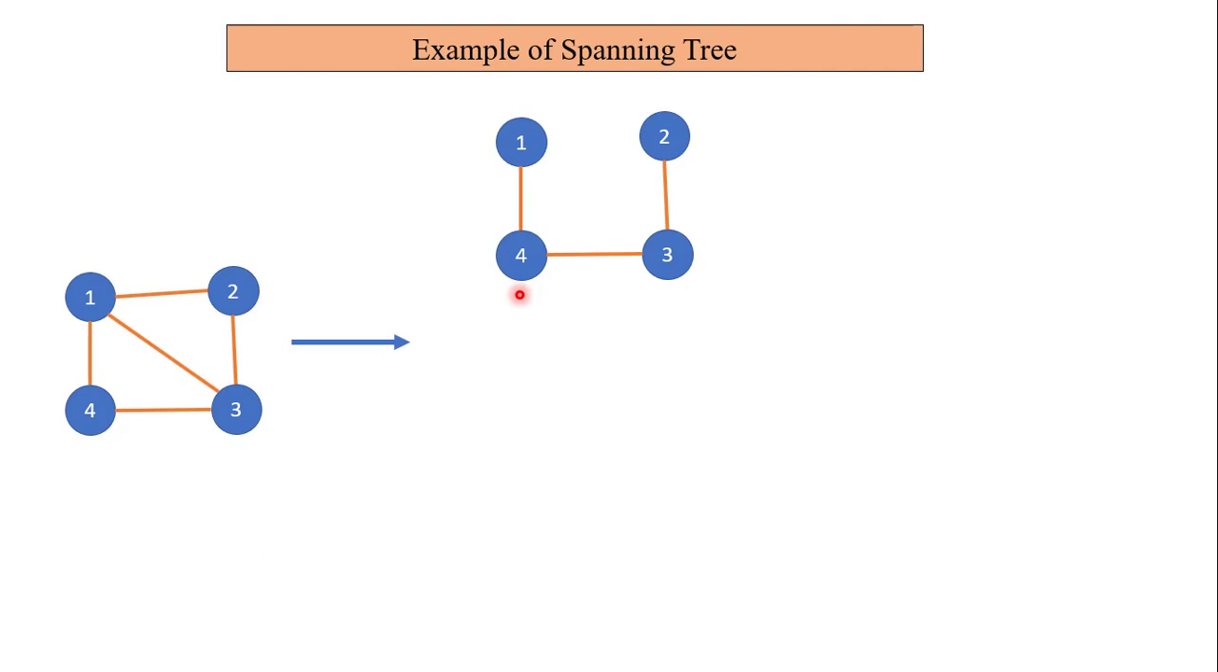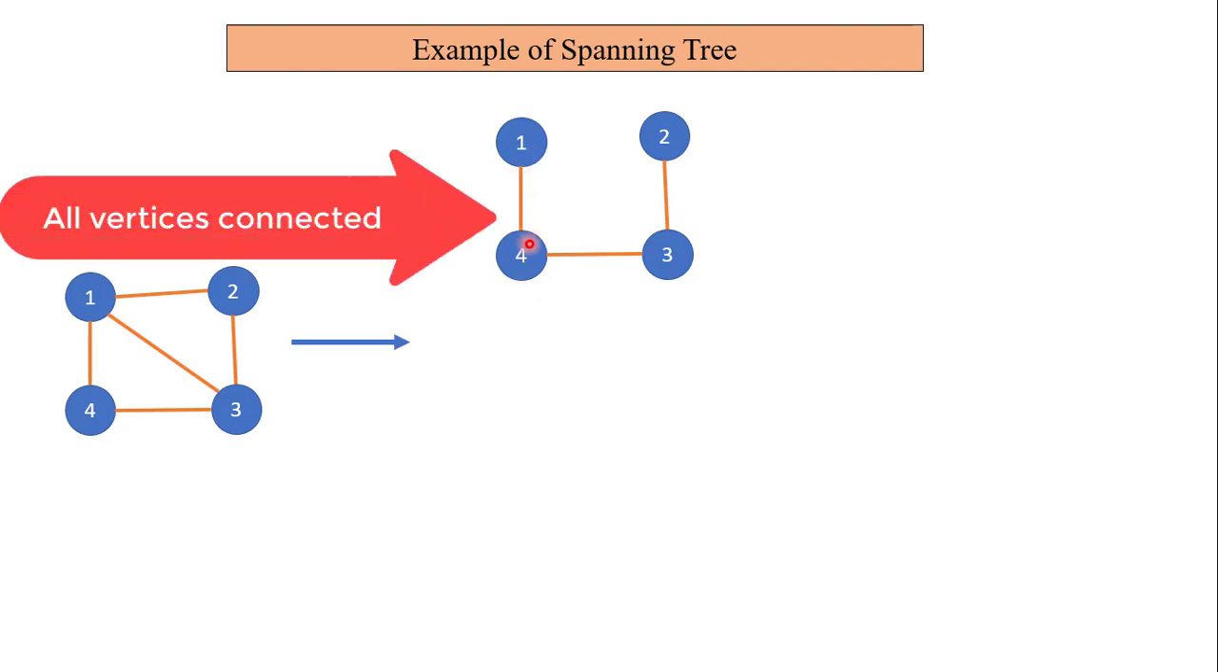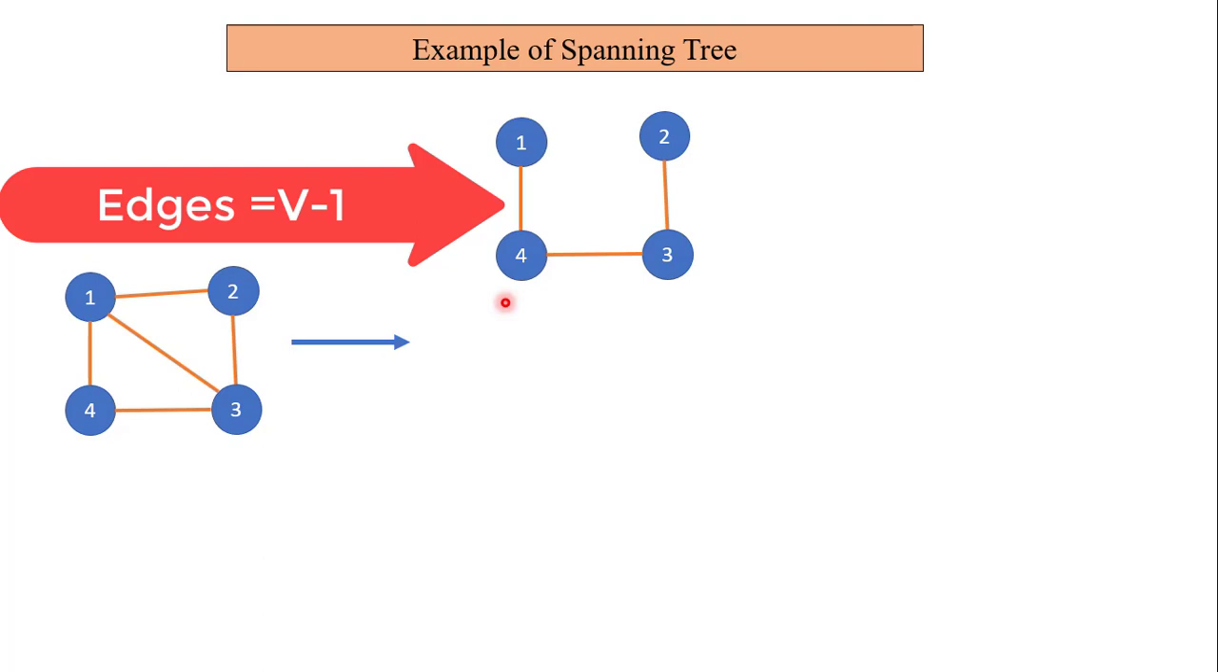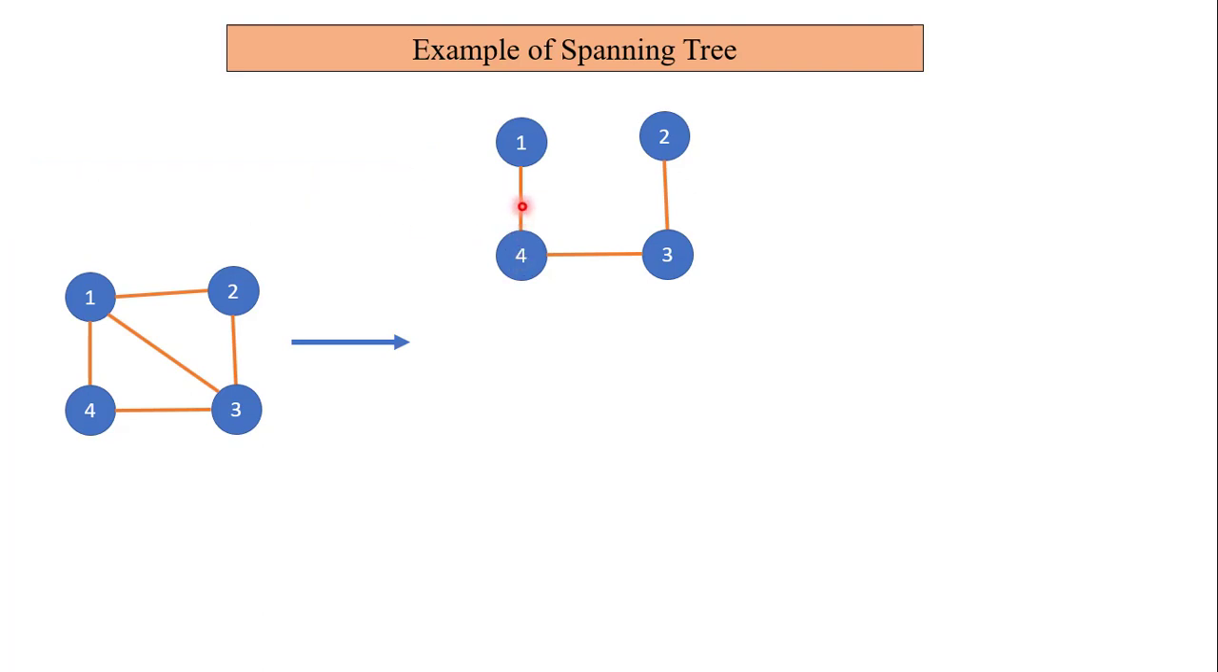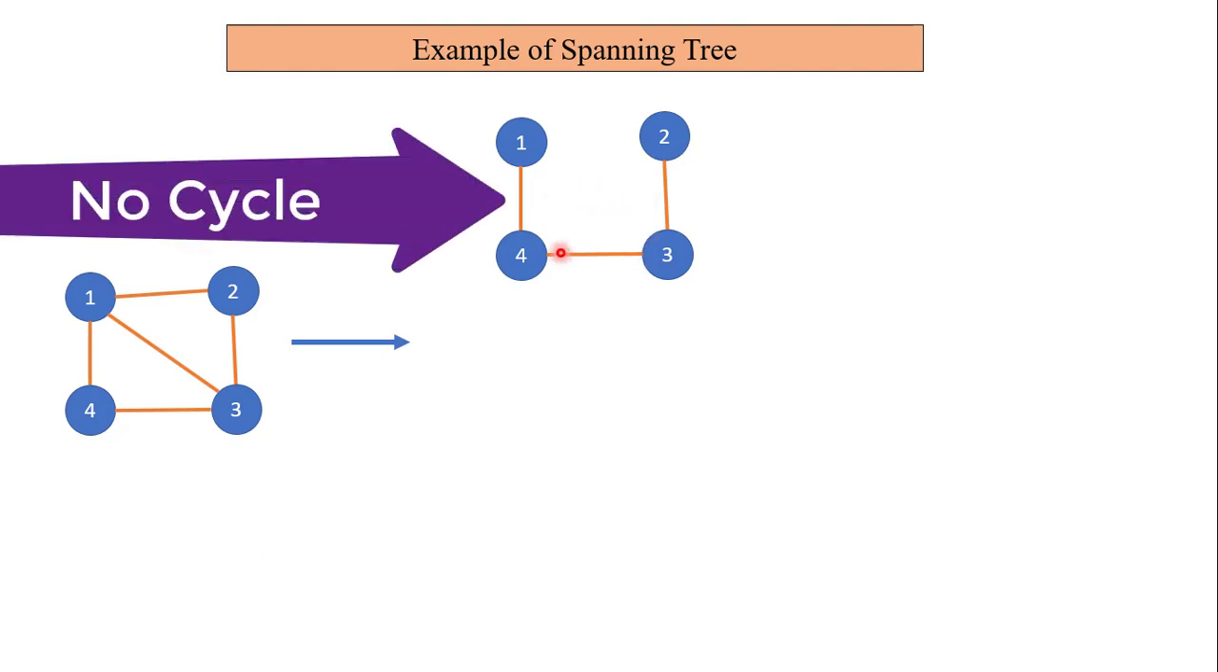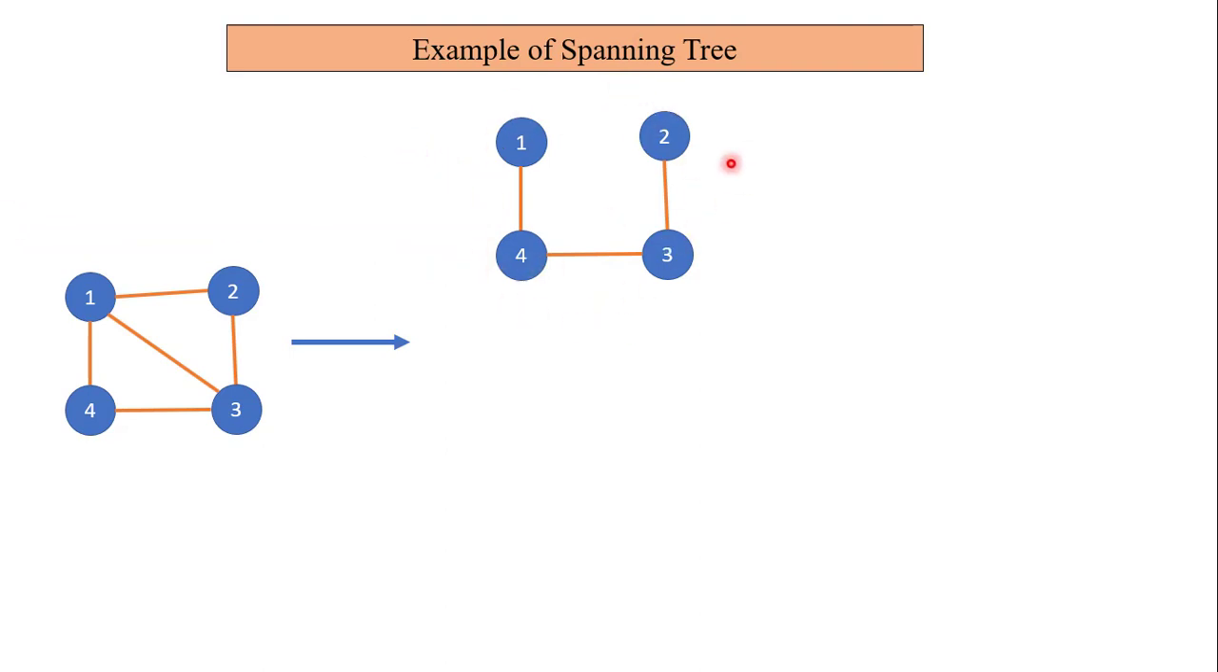So let us start. The first property says that all the vertices should be connected. Here we can see 1, 2, 3, 4, all the vertices are connected. The second property says that the edges should be exactly V minus 1. V means the number of vertices, and only 4 vertices are there, so 3 edges are possible for a spanning tree. And the last property says that there should be no cycle. You can see in this subgraph the three properties are satisfied. That's why we can say this subgraph is a spanning tree.